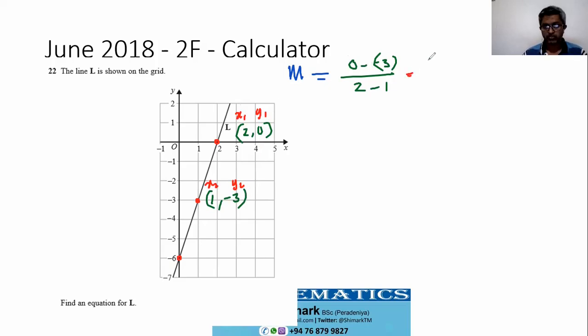So here, what's the answer you're getting? 0 minus 3 is +3, and 2 minus 1 is 1. So the answer is 3. So what is our equation of the line? y equals 3x plus -6.